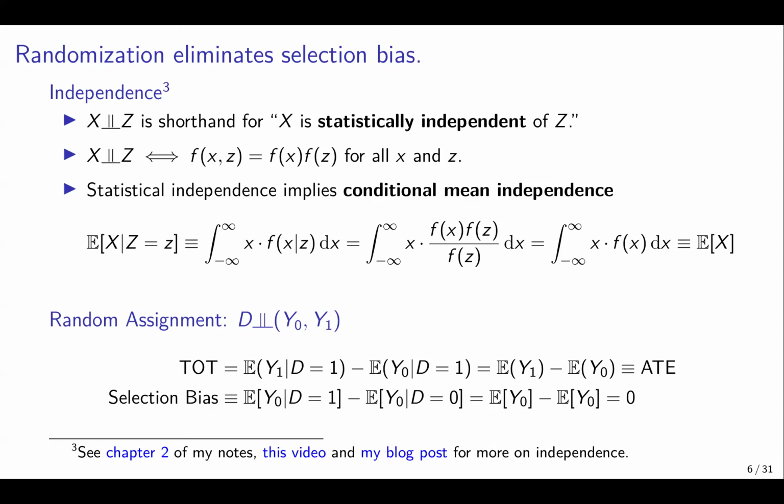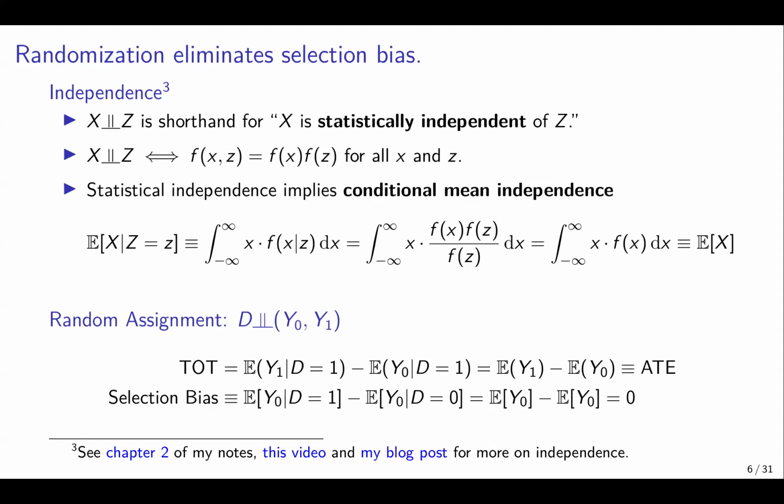But roughly speaking, we use this shorthand X and this kind of perpendicular sign, but with 2 bars. X is independent of Z is shorthand that we adopt. And this is equivalent to saying that the joint distribution of X and Z factorizes into the product of the marginals. One thing that you need to know about statistical independence that's very important for this lecture and various others, and is also covered in more detail in the notes and my blog post, is that statistical independence implies conditional mean independence. In other words, if X and Z are statistically independent, then the conditional mean of X given Z is just going to be equal to the unconditional mean of X.